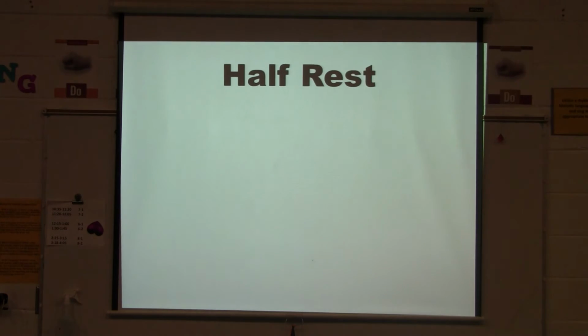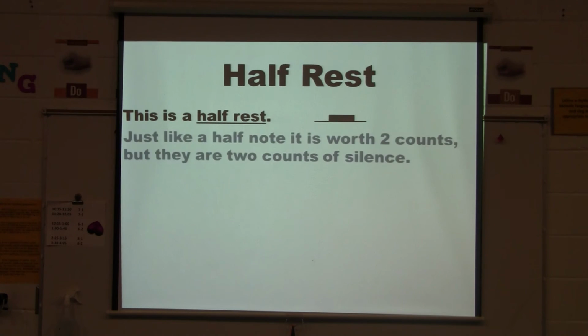Okay, let's go on to the half rest. A half rest looks like a whole note, a whole rest turned upside down. Remember, this one's not quite as heavy. It's only going to be 2 counts, so it's light enough to keep on floating. The whole rest is so heavy, 4 counts, that it sinks down underneath the line. The half rest is 2 counts of silence. Don't forget, when you're singing, you don't make sound on a rest of any kind.